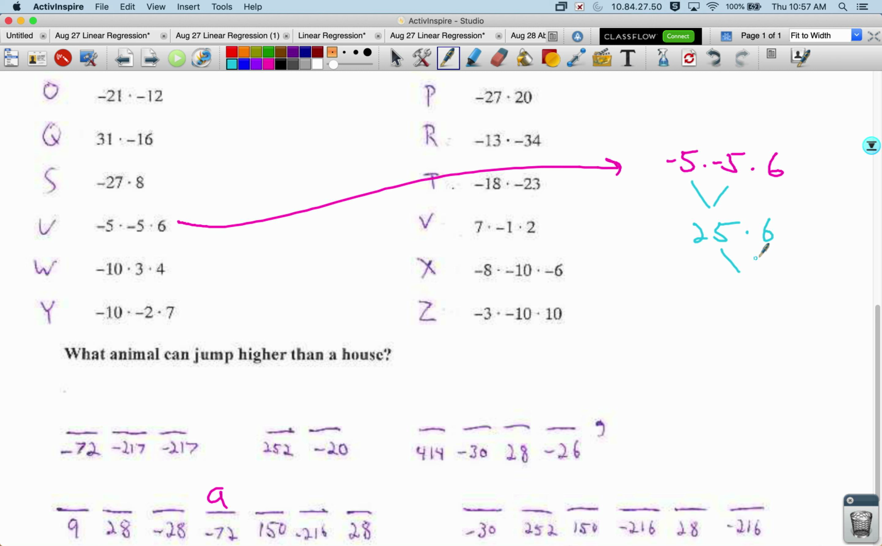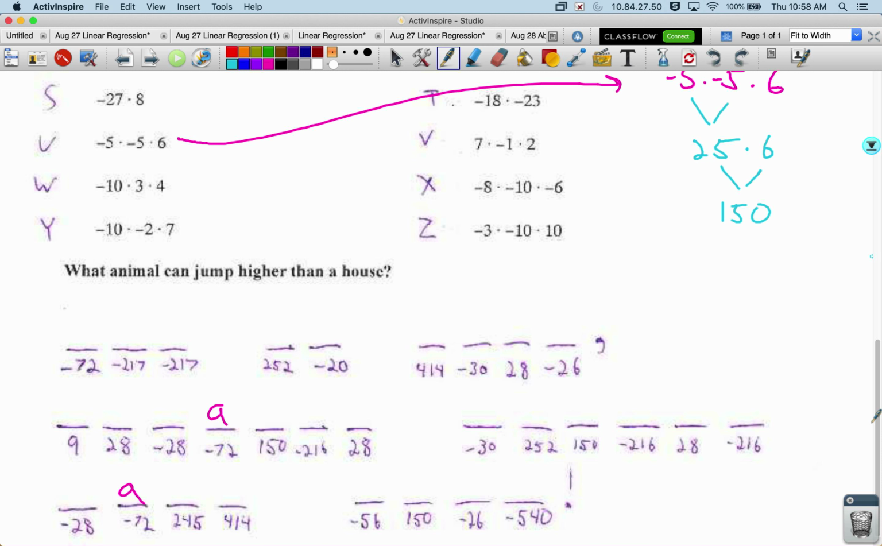Positive times a positive. Well, that's always positive. 25 times 6 is 150. Let's see if we have any 150s. If we don't have any 150s, that's okay. It just means there's no U's. I do see a 150 right there, so I'm going to put a U there. Oh, there's another one. All right.